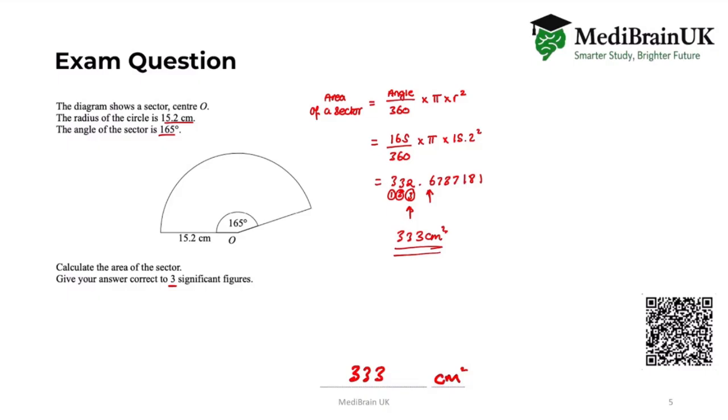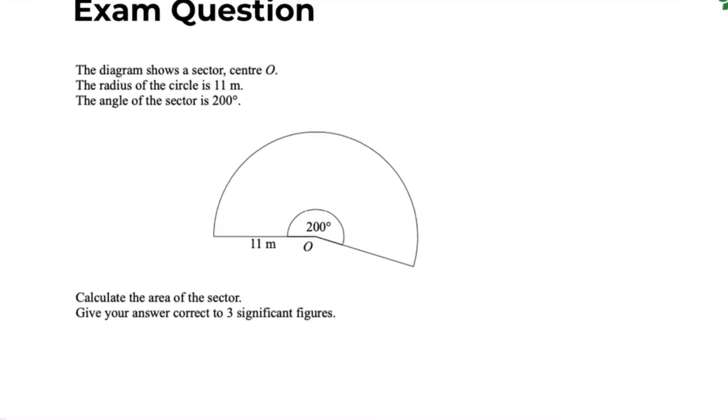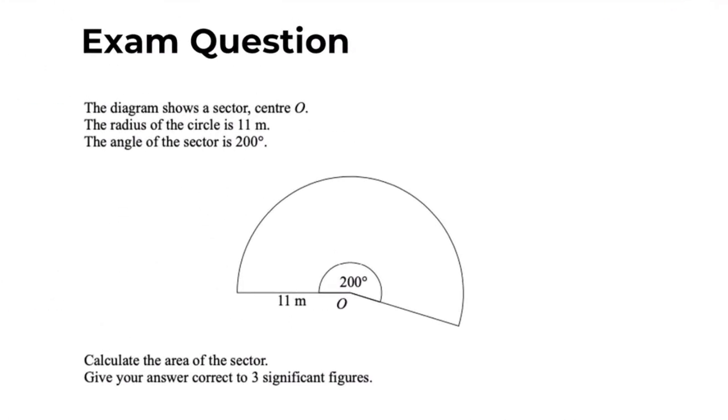So, moving on. Okay, yeah, so we'll do this question and then we'll move on to arc length. So again, you need to work out the area of this sector. Okay, I'll give you guys 2 minutes, and then once you get an answer, you can type your answer into the chat, into the Q&A.